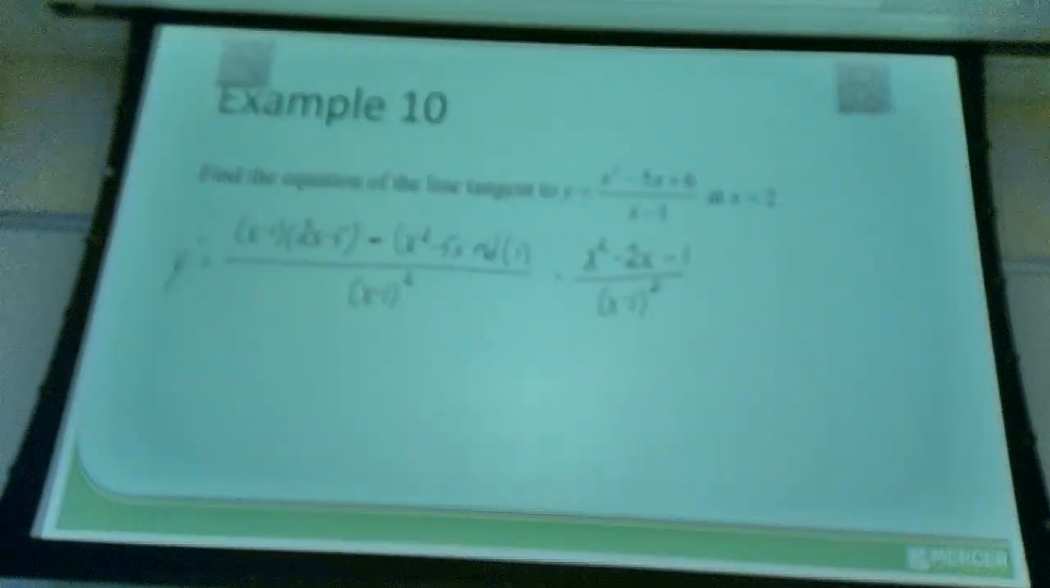Either this is wrong or I am wrong. Which one is it? 2x squared minus x squared is positive x squared. Negative 5 and negative 2 is negative 7. Negative 7 plus 5 is negative 2. Positive 5 minus 6 is negative 1.